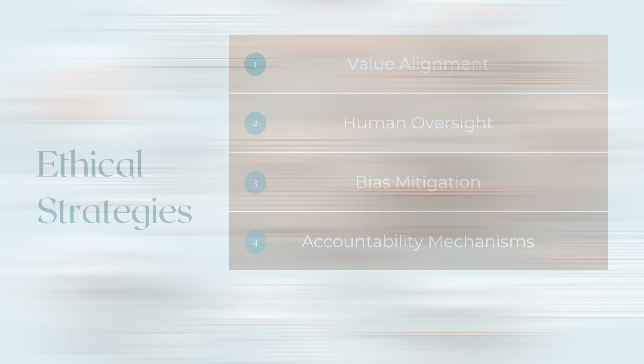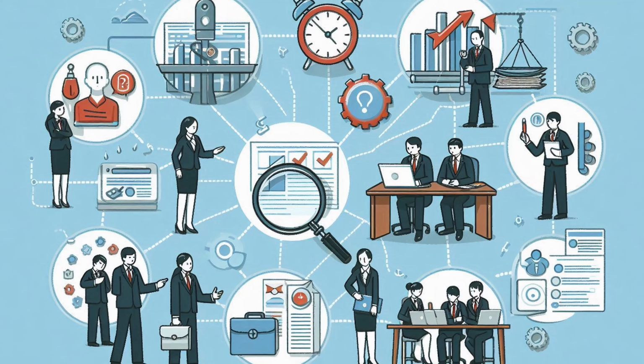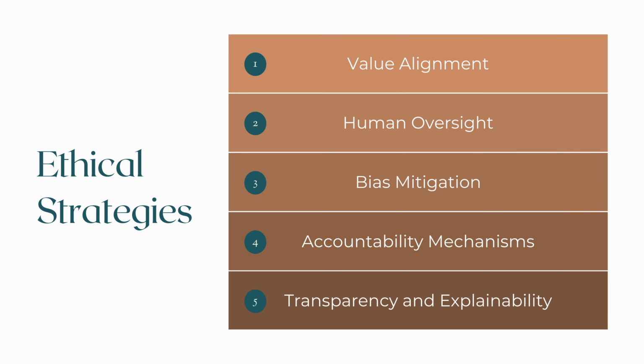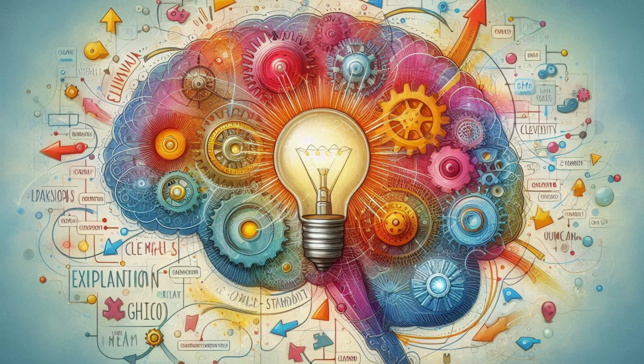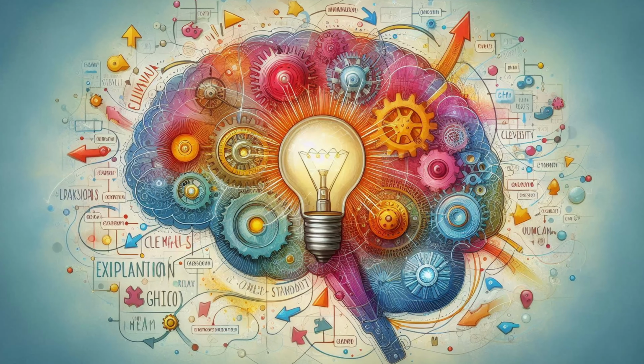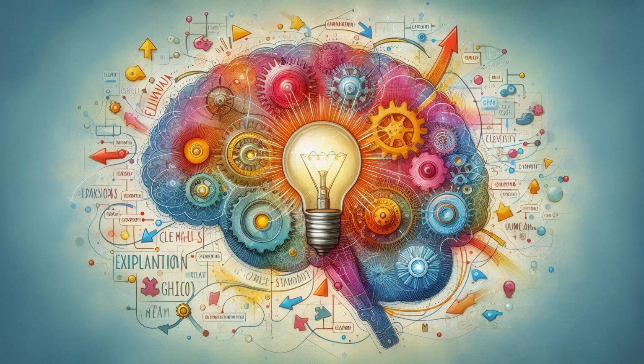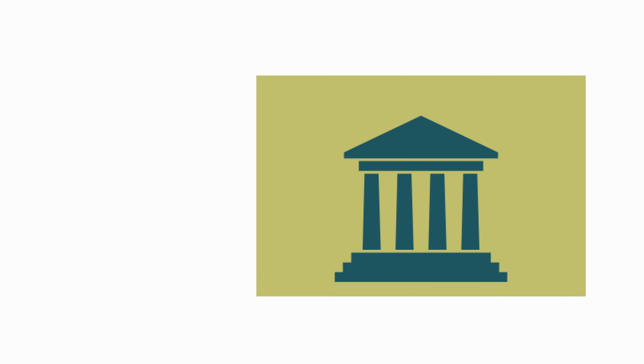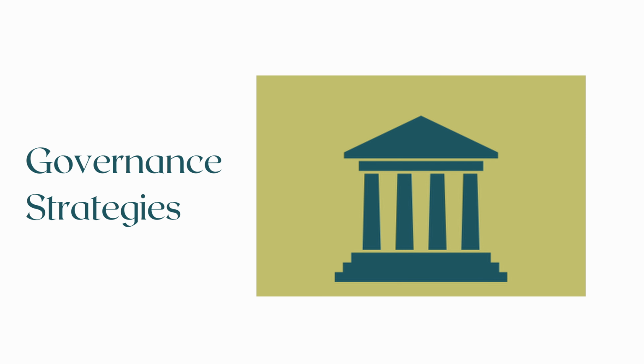Accountability mechanisms, establishing accountability for AI generated harm. Who is responsible when AI goes wrong? Transparency and explainability, ensuring AI decision making processes are understandable. We need to know why AI makes certain decisions. Ethical strategies are crucial for trustworthy AI. Now that we have explored ethical considerations, let's examine governance strategies for generative AI.